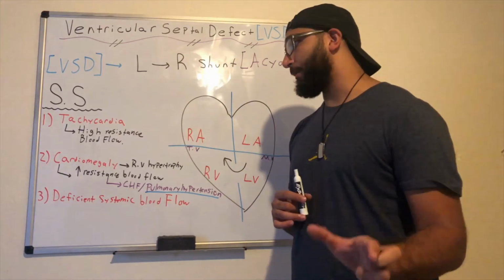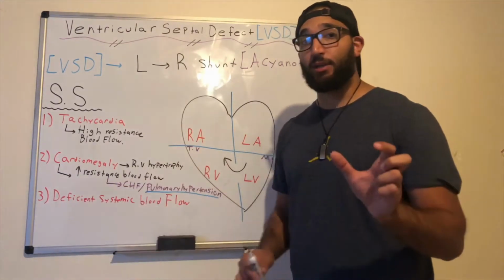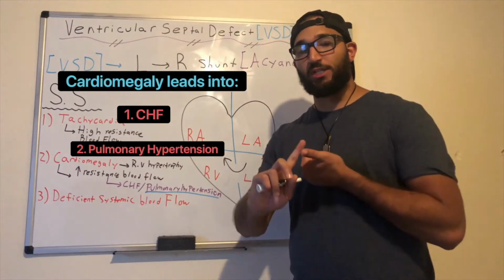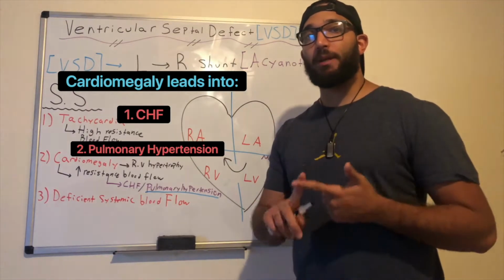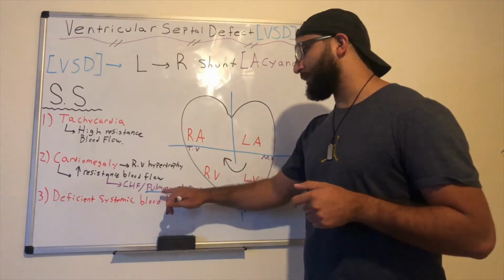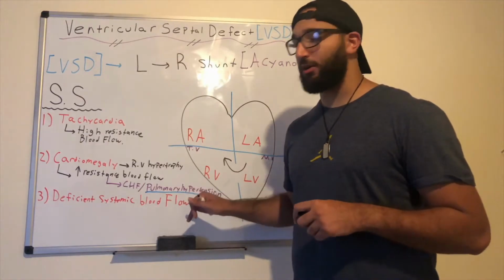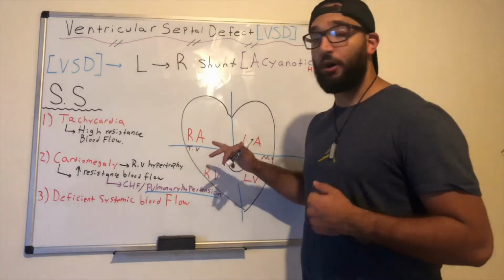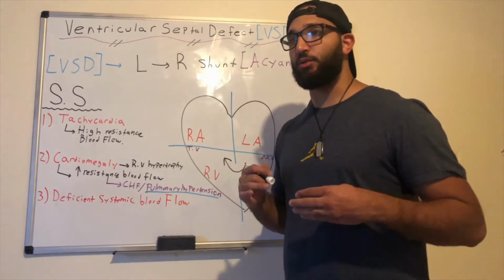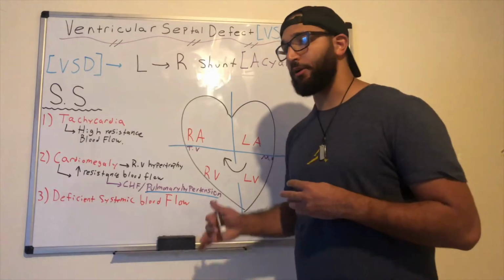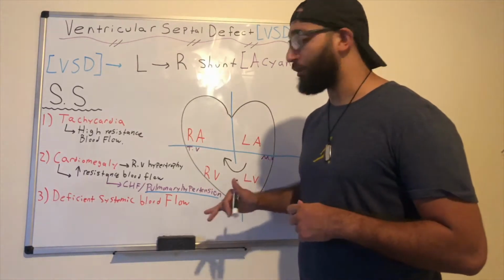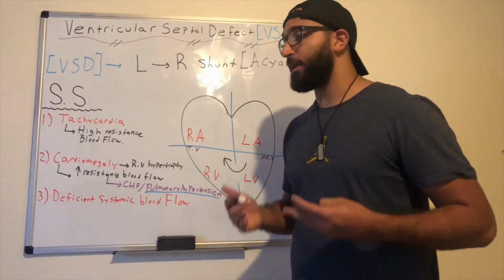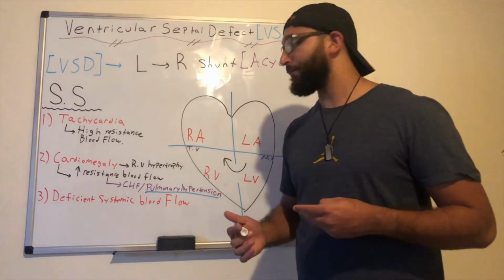The issue with cardiomegaly, since it causes increased resistance of blood flow, is that it could lead to two main things: congestive heart failure and pulmonary hypertension. I will explain how pulmonary hypertension occurs, but with CHF, the reason it occurs is that when cardiomegaly occurs, the heart has to work twice as hard to push out systemic blood flow to the rest of the body. And the heart is going to become tired over time, leading into congestive heart failure.